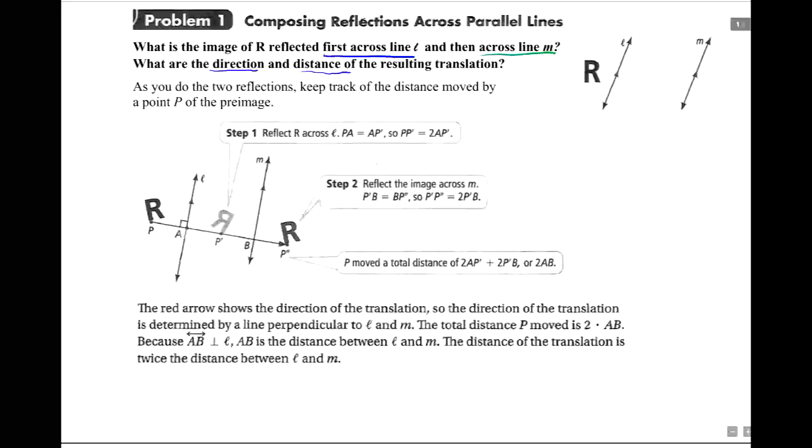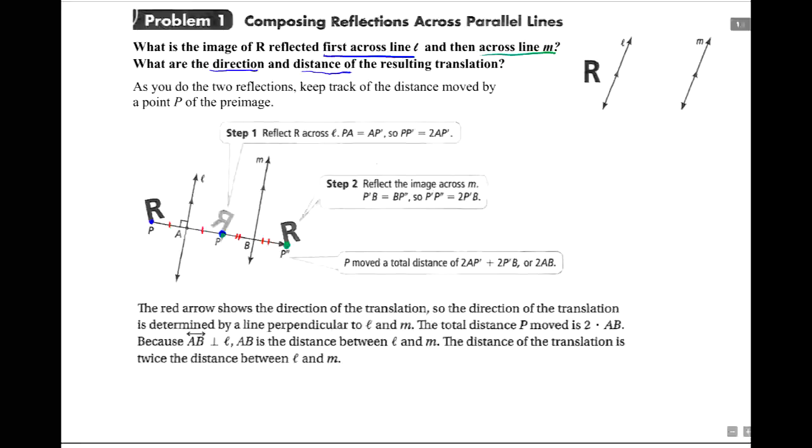And the first one, we take our point, and we would do multiple points on our R here, and we use our perpendicular line, and we measure this distance, and we make it congruent, and we get our image point. Okay? And then we take our image point, and we have another perpendicular line, and we flip it across there again, and we get our new image point. So how far have we moved?